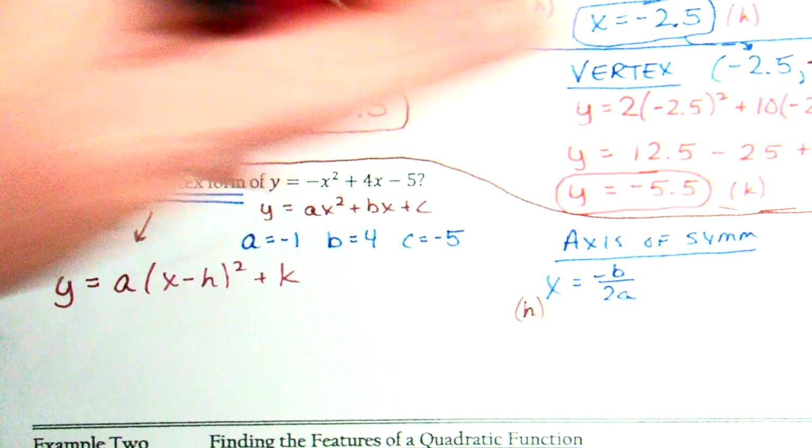Oh, I like this problem much better already. 2 times negative 1 is negative 2. Negative 4 divided by negative 2 is 2. So axis of symmetry, x equals 2. And that is also my h value.